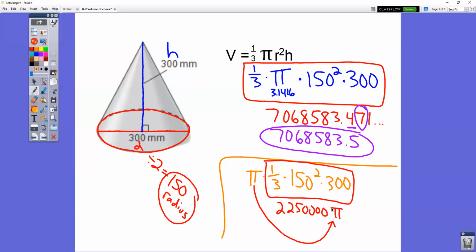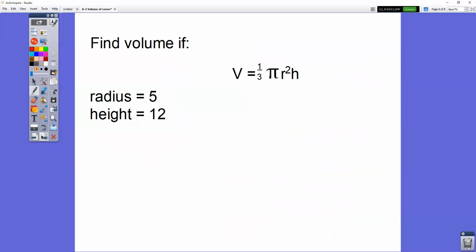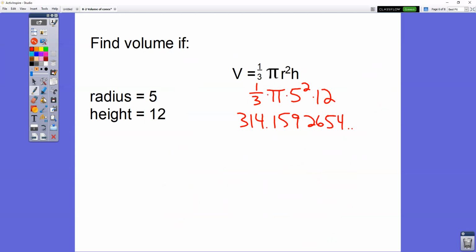Now, just like yesterday, you're not going to have the picture problems, but you'll also have questions that look like this, where you're specifically given the radius and given the height. So all you're going to do is sub them in where they belong. So 1/3 times pi times your radius squared, which is 5, times your height. So if we were rounding this one to the nearest tenth, we're going to get 314.1592654, blah, blah, blah at the end. We're going to round our answer to the nearest tenth. So 1 is in the tenths place. We have to look at the one after it. That is 5 or higher.